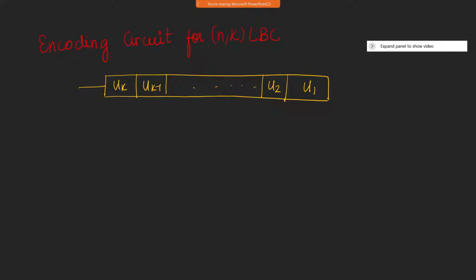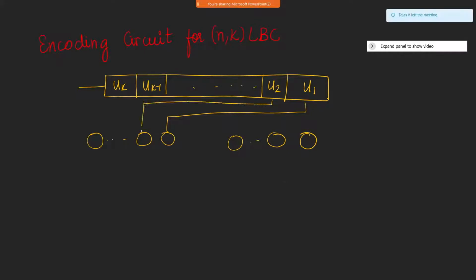Once we have filled in all the information bits, we are going to make use of the parity bits. Then these parity bits will be used to generate all the redundant bits. So how are we going to connect here? u1 is connected to p1,n-k, and then u2 will be connected to p2,n-k. Last, uk will be connected to pk,n-k.